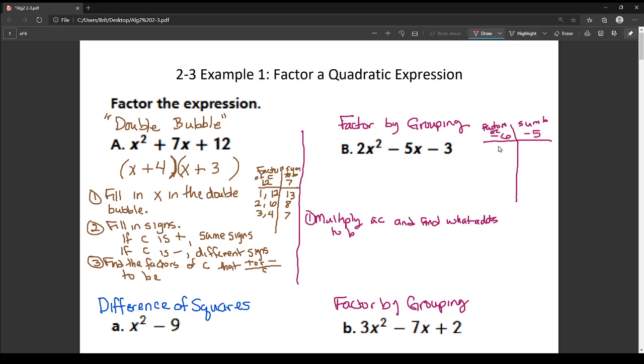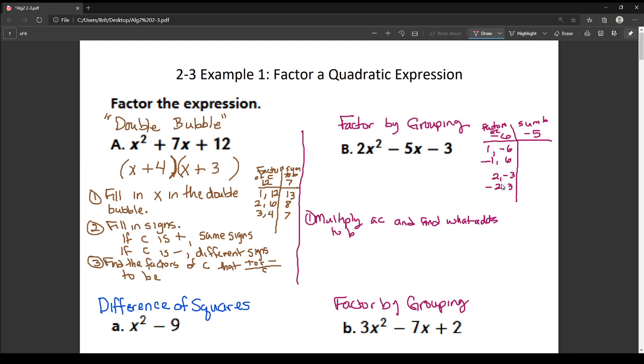Now the tricky part with this is that negative here, because it creates a secondary list of factors. So for example, to get negative 6, I could have 1 times negative 6, but I could also have negative 1 times 6. So you see how I'm using the same two numbers, but I'm flipping where the negative is? I could also have 2 times negative 3, or negative 2 times positive 3.